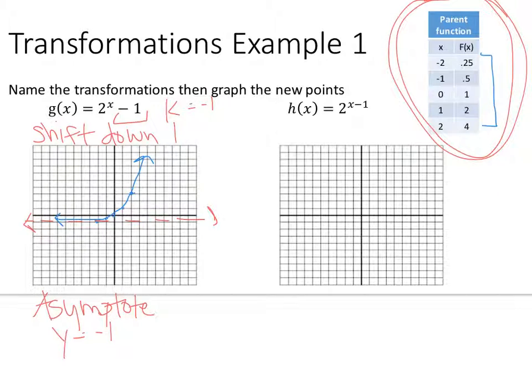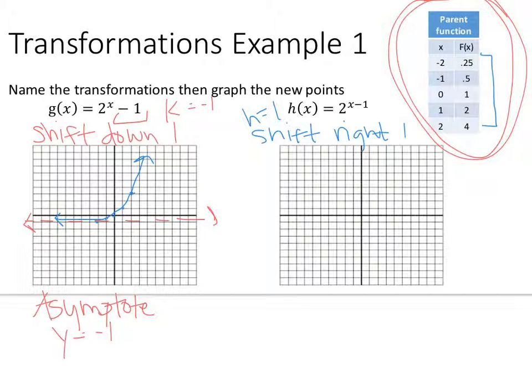My next one says name the transformations. Again, I have a -1, but that's up in the exponent. So this means my h value is actually a +1. So this is going to shift the graph right 1.